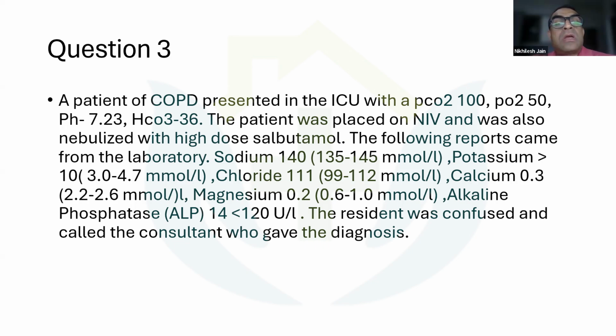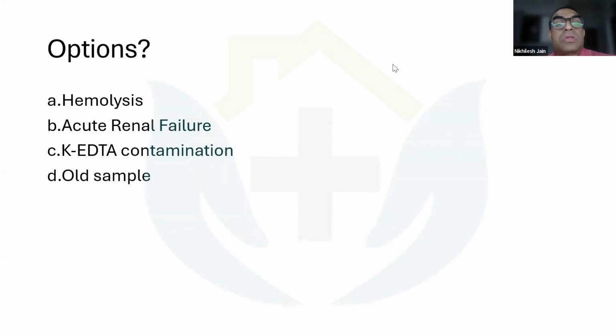Sodium of 140, potassium of more than 10, chloride of 111, calcium of 0.3, magnesium of 0.2, alkaline phosphatase 14, and the resident was confused. He called up the consultant and the consultant gave him the diagnosis. So what do you think has happened here? Oh, the pin drop silence. So difficult.